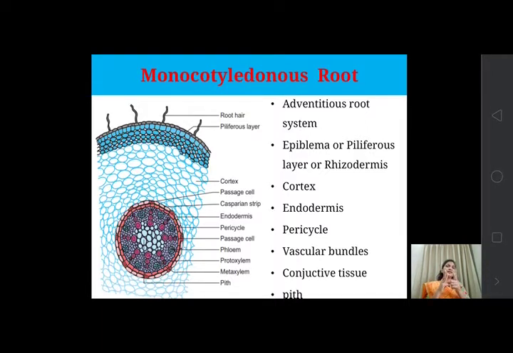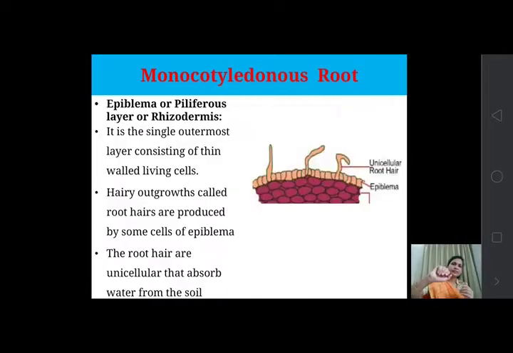Epiblema is the outermost covering. Cortex may be two-layered or multi-layered, heterogeneous or homogeneous, and it ends with endodermis. The endodermis and cortex are both the same. Then pericycle, vascular bundle, conjunctive tissue and pith are known as the stele. So epiblema, cortex and stele are the three main regions. Let's have a look one by one.